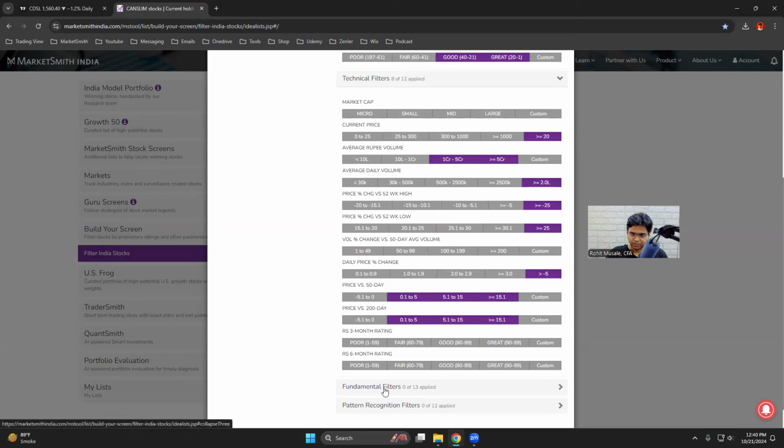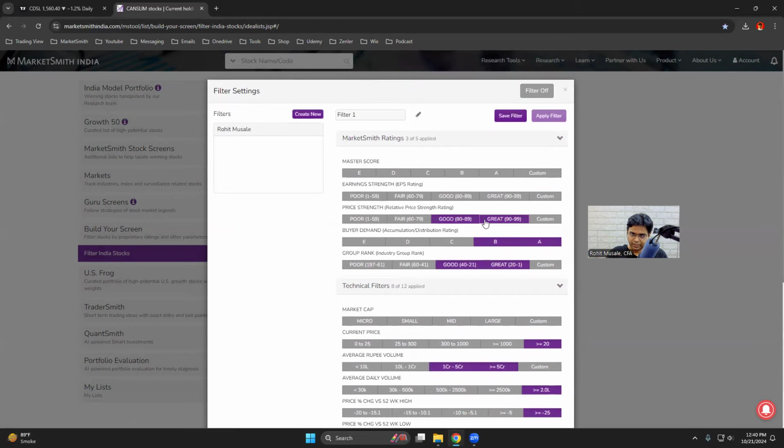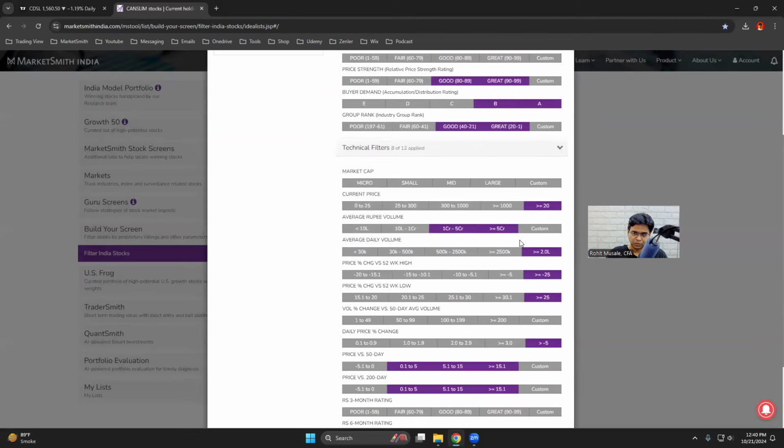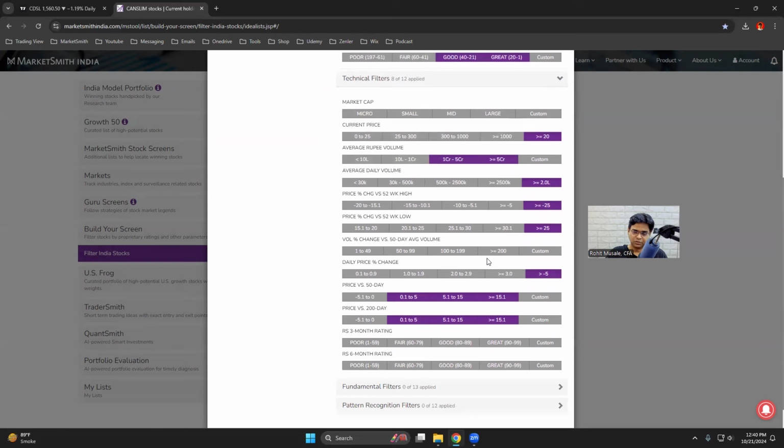I am not yet putting fundamental filters. I will show you a couple of filters which you can put, but this is the main criteria. The leading stocks from leading industry groups which have an institutional demand, which are not penny stocks, which are liquid in nature, which are close to their 52-week high, which have not fallen more than 5% in a single day, and which are in a strong uptrend, meaning they are above the 50-day and the 200-day moving average. This is the criteria. In one statement, I have given you the entire criteria.